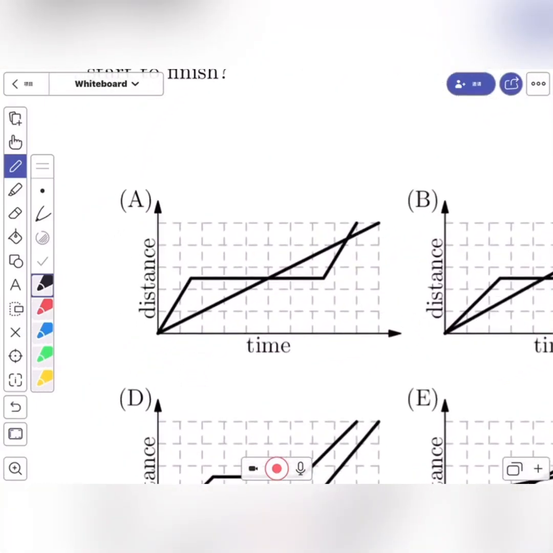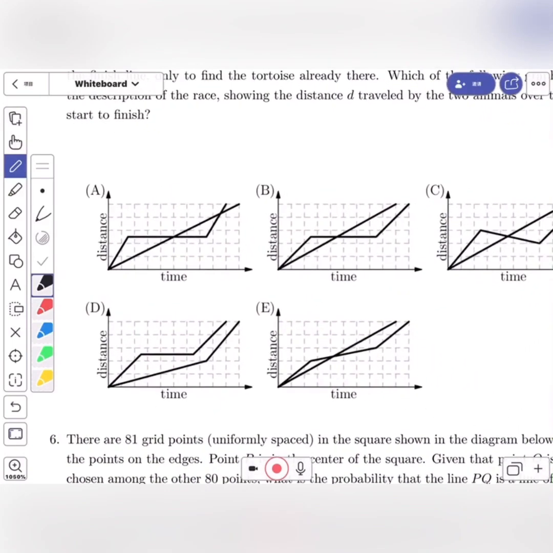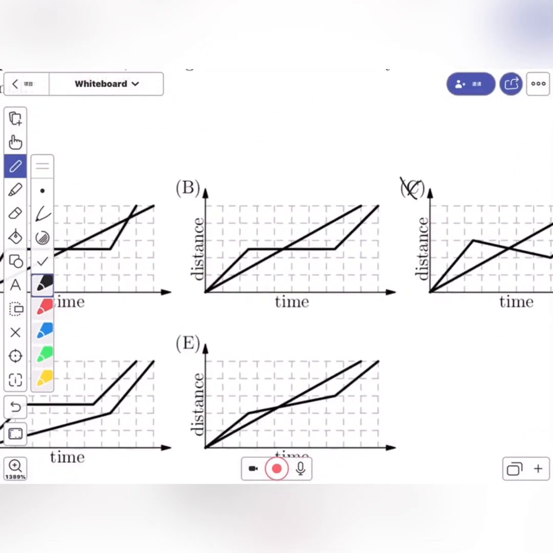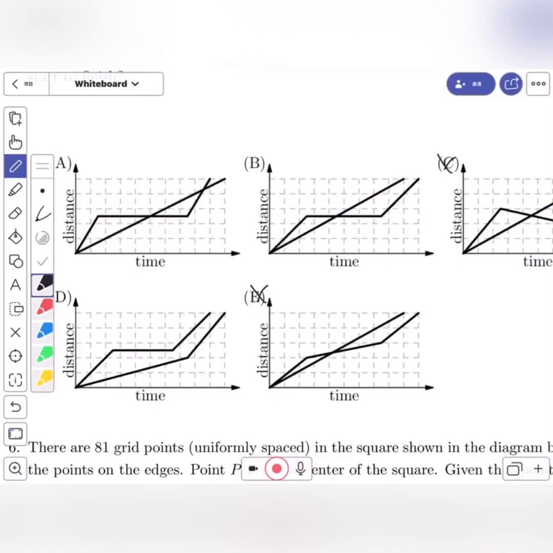So from here, we know that speed is equal to distance over time. Therefore, in the earlier section, the hare must have a greater velocity than the tortoise, which means that the earlier stage should be steeper for the hare. And we also know that because the hare stops at a certain point, the change in its distance must be 0. So we can already eliminate C and E, since there's no point at which the velocity does not change. So we only have A, B, and D.